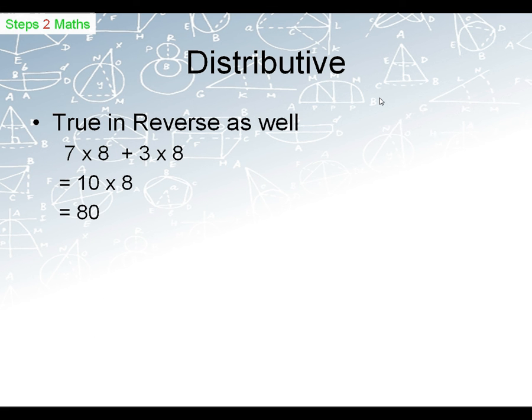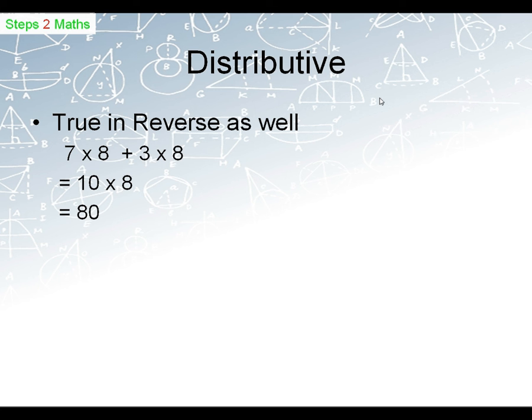Now, the issue with distribution is that it's true in reverse as well, of course. So if we've got 7 groups of 8 and 3 groups of 8, then we have 10 groups of 8, which is 80. So instead of multiplying 7 by 8 and then multiplying 3 by 8 and then trying to add them together, we can think of them as groups.